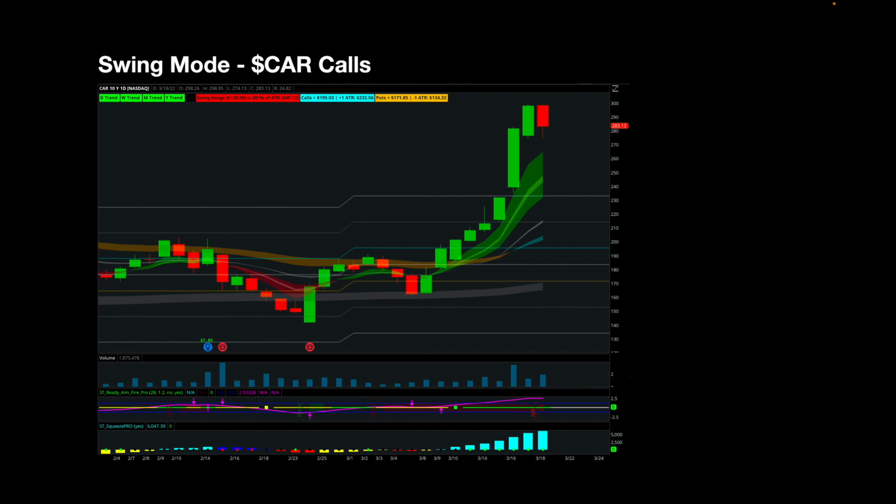Okay, let's talk about some swing mode examples. So here's CAR. My goodness, what a swing trade this would have been. I know some people caught this, some people even anticipated that it was going to make a run. But you can see it clear as day on swing mode here. So this is swing mode using a daily chart. It's pretty amazing when you see it in action.